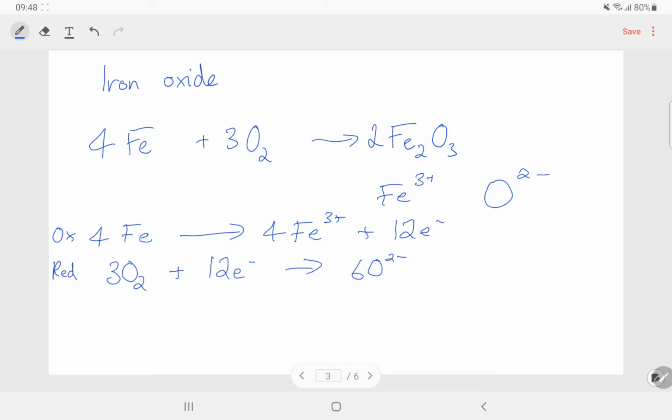So hopefully you paused, had a go at the half equations. If not, they're now written out. So you would take 4 Fe ions, you would end up with 4 Fe3+ ions and 12 electrons. 4 times 3, 12 electrons have been lost, and obviously they're after the arrow because they have been lost. Then 3 O2s plus the 12 electrons would make your 6 O2- to balance those out.